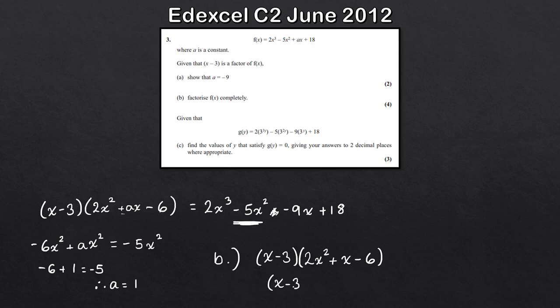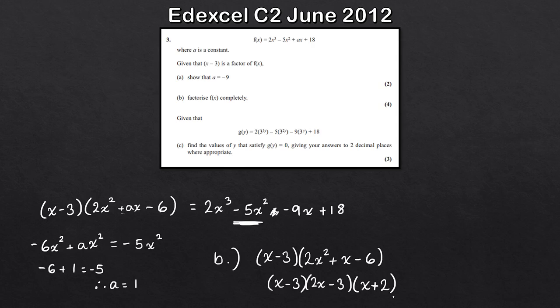So I get x minus 3 still. And here now, factorising this 2x squared plus x minus 6, this should hopefully be quite straightforward. I'm going to get 2x minus 3 times x plus 2 there. Okay, and that gives us our solution there to part B.